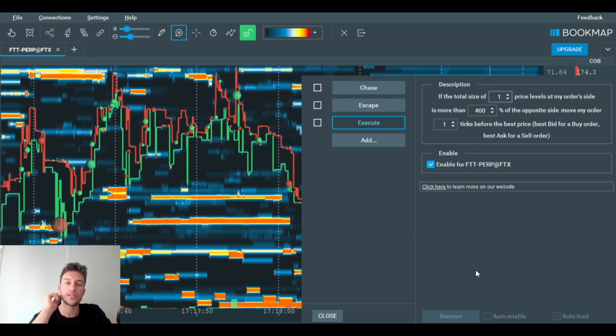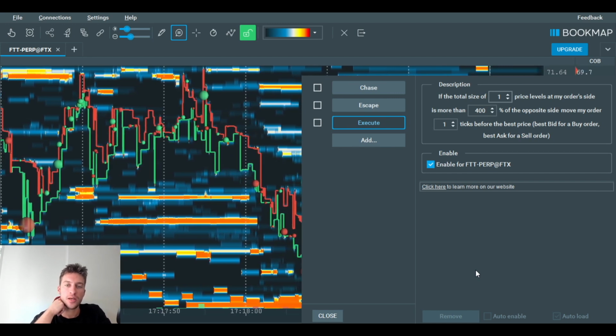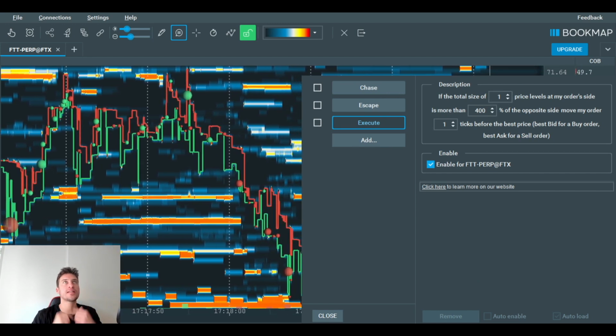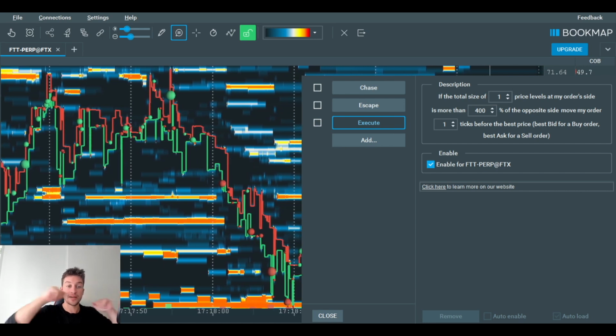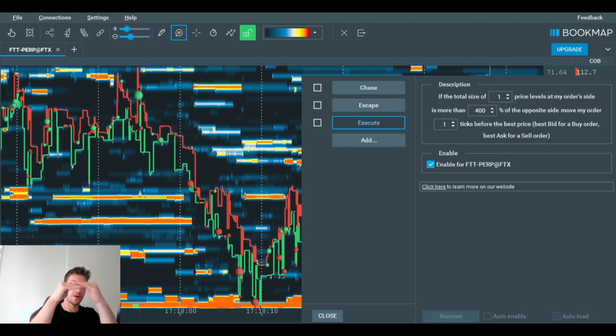Now, is more than 400% of the opposite side. Move my order one tick before the best price. What this basically saying is, let's say that there's a situation where I place a bid. I place a limit buy order right here, and the best bid's here and the best offer's here.